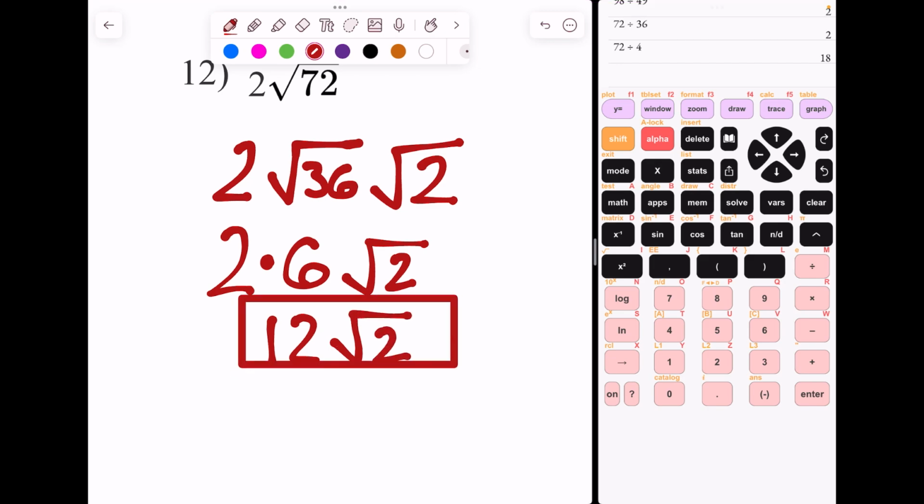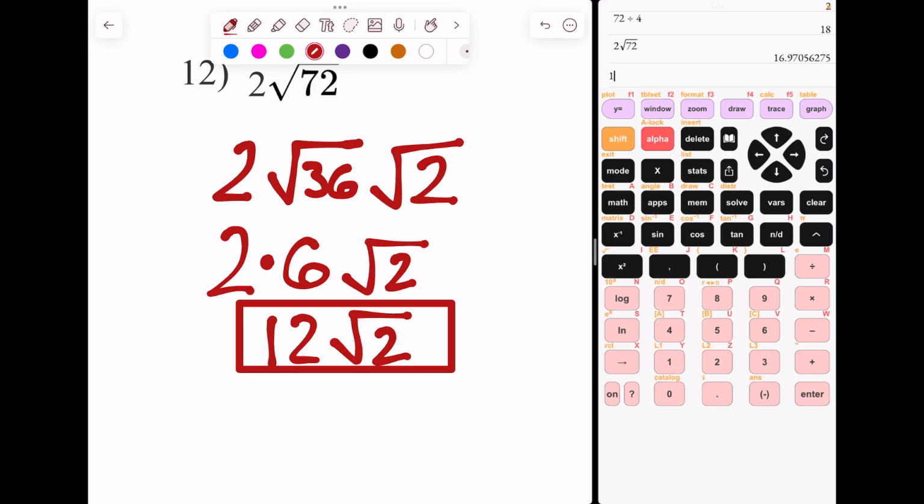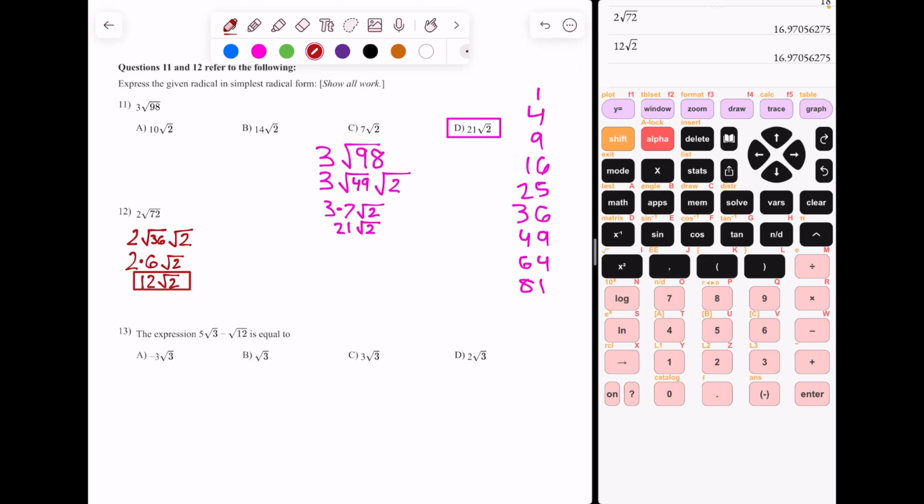Now, on the day of the test, if you want to make sure, did I get this answer correct? We could type in the original problem, 2 square root of 72, and then we could type in our answer that we think it is, 12 square root of 2. And because those are perfectly equal, that is our answer.